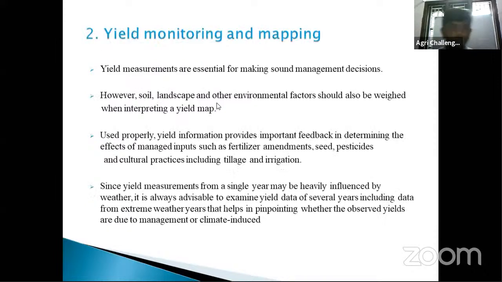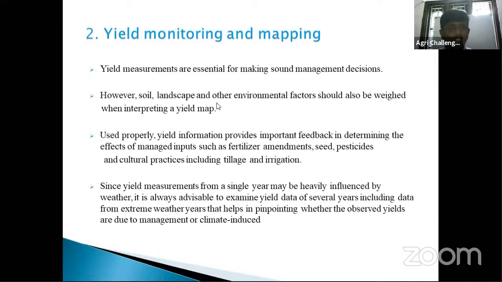Then the next one is yield monitoring and mapping. We have already discussed this, but I will brief you again. Yield measurement is essential for making sound management decisions. If some area within the field is giving only 10 quintals and some other area is giving 15 quintals of yield, then we have to find out that variability to take further management decisions in future, to find out the deficiency levels.